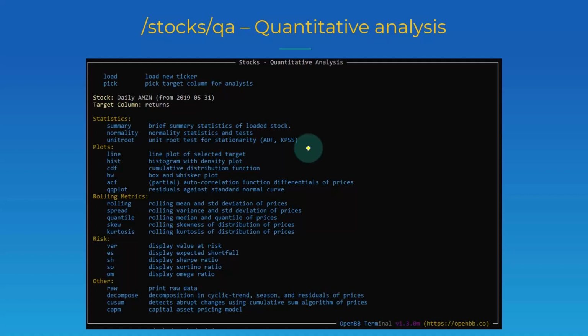Quant style analysis. So the useful ones for me would be things like rolling standard deviations, which would be interesting, and various forms of risk measurements, right? Some plots. I'll show you some examples of these coming up.